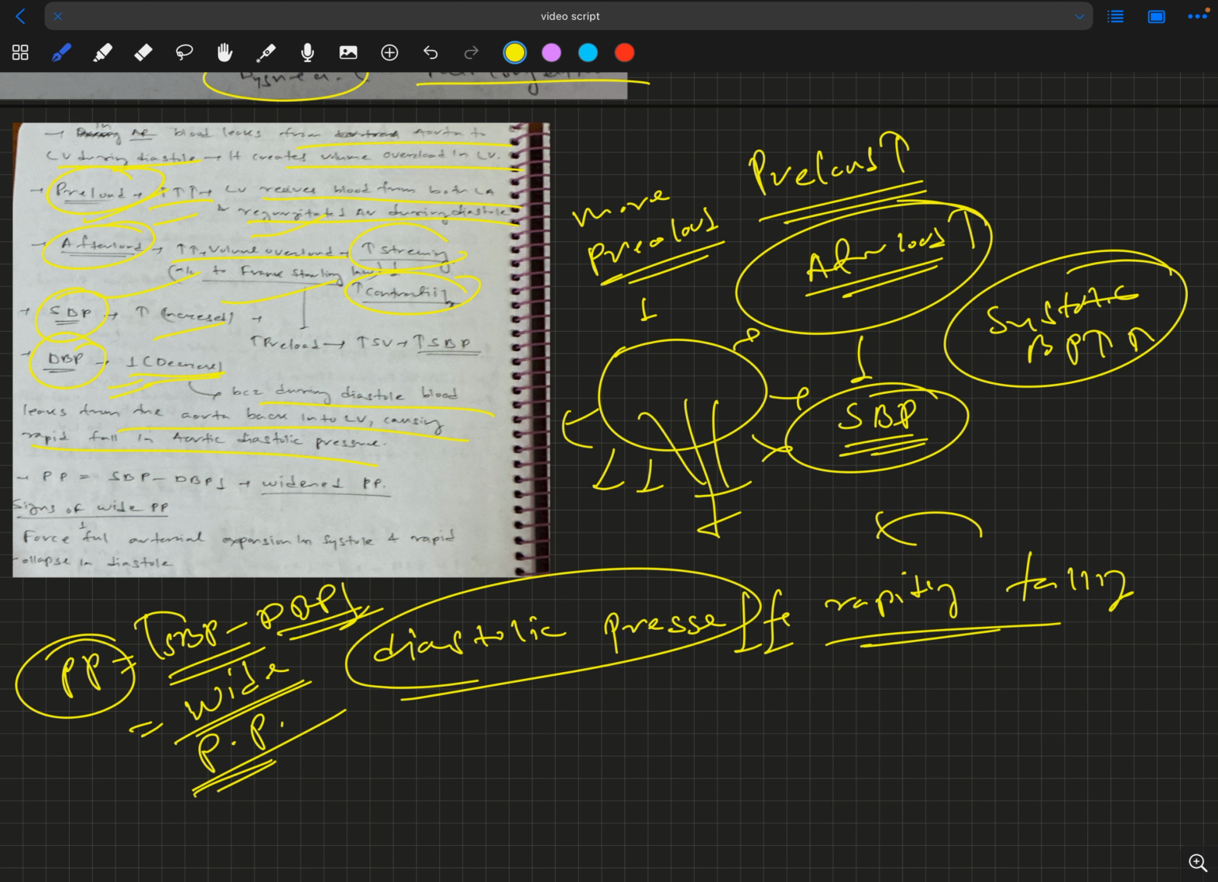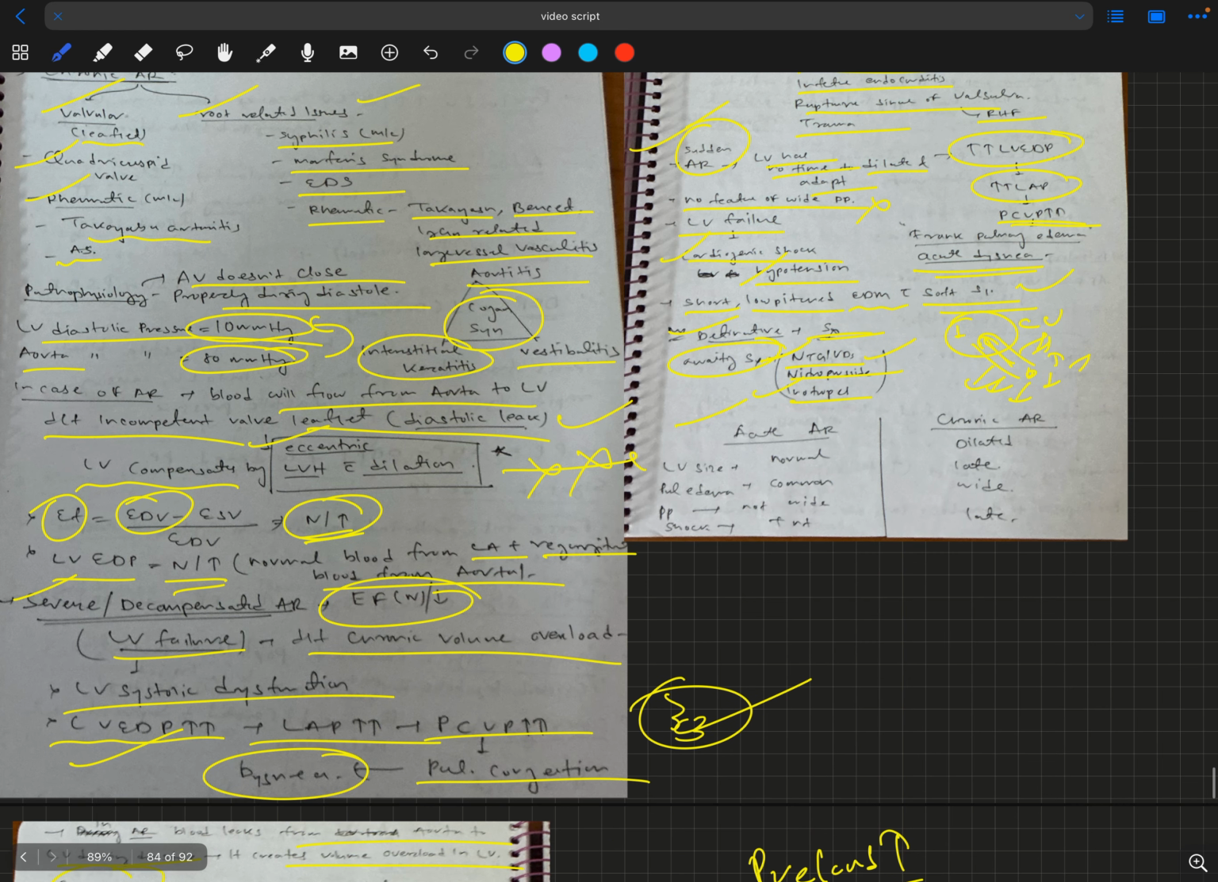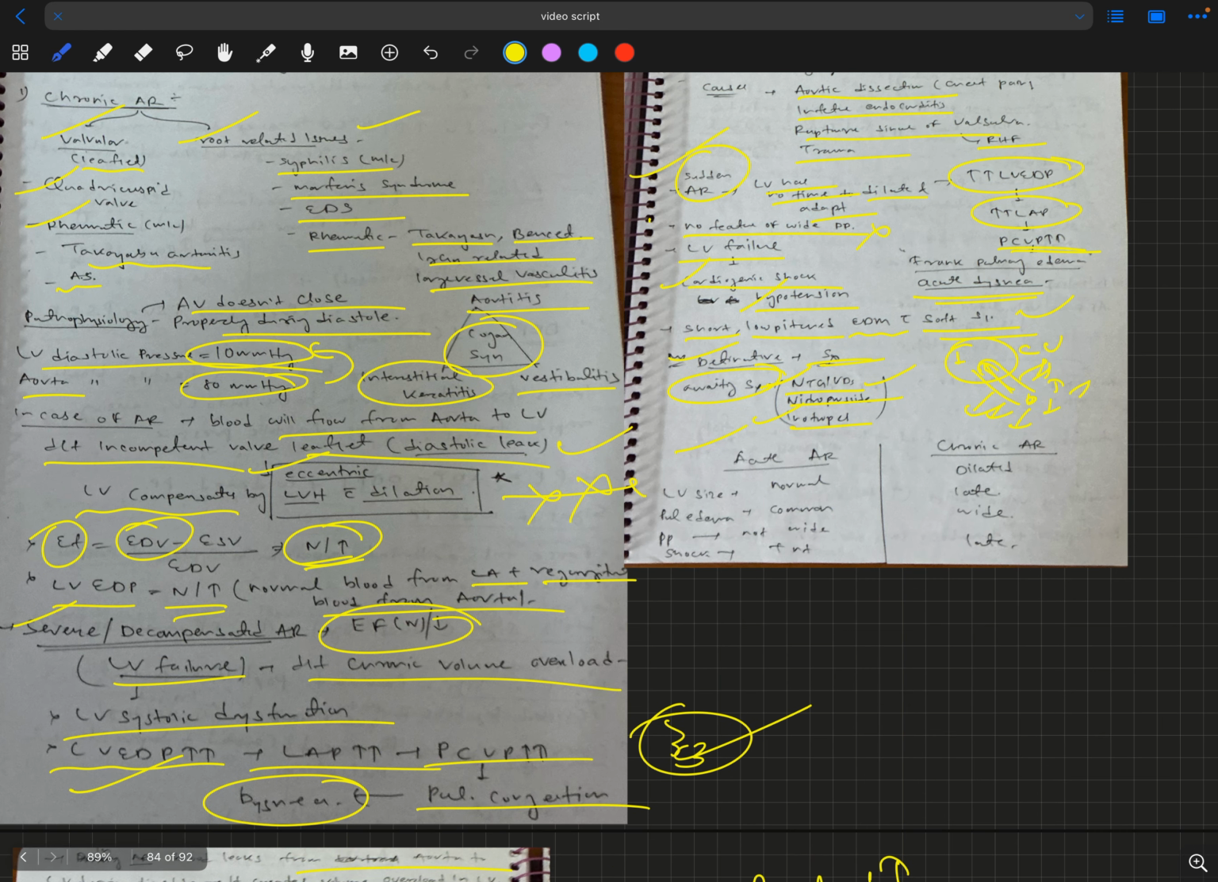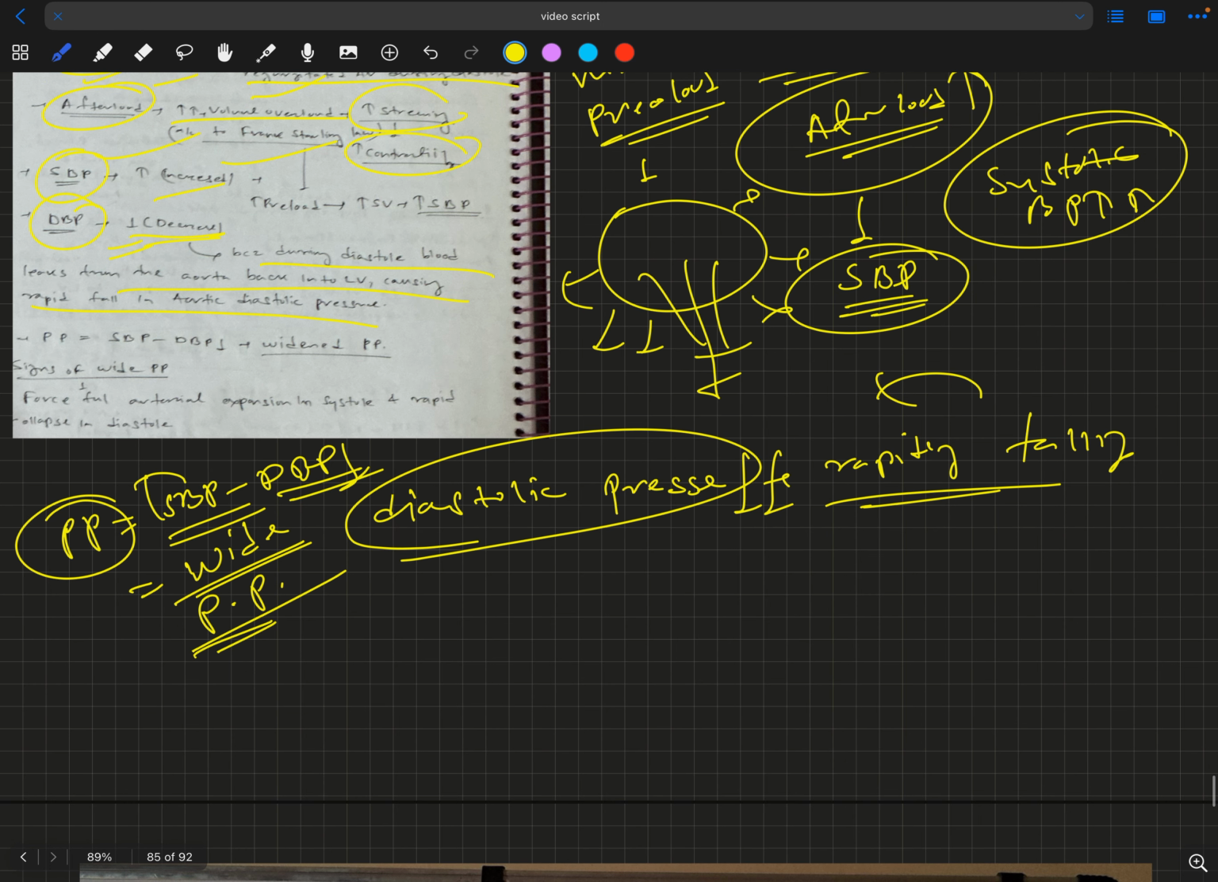So there are some signs of wide pulse pressure. I told you in case of acute AR, the signs of wide pulse pressure will be absent. No features of wide pulse pressure. We'll discuss those signs now. The signs of wide pulse pressure are because of forceful lateral expansion in systole and rapid collapse in diastole. This is the most important point I can say here.